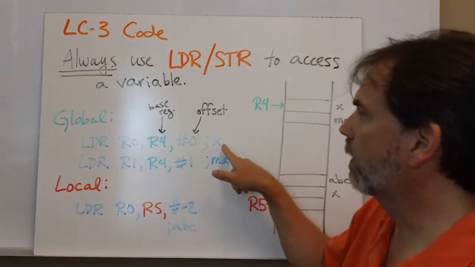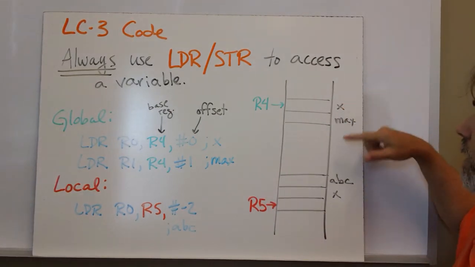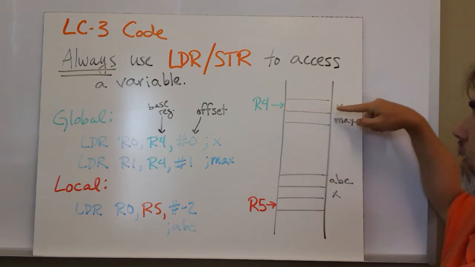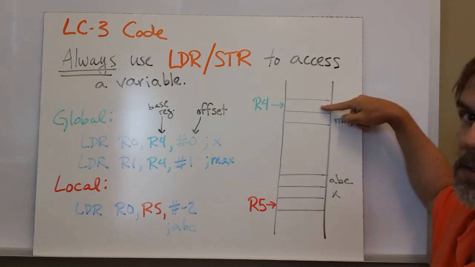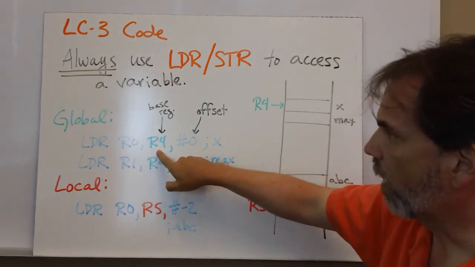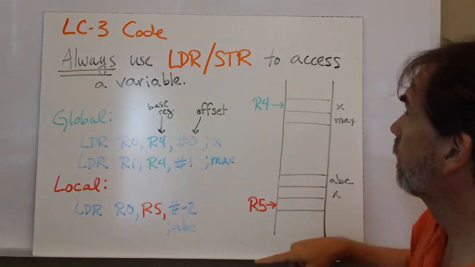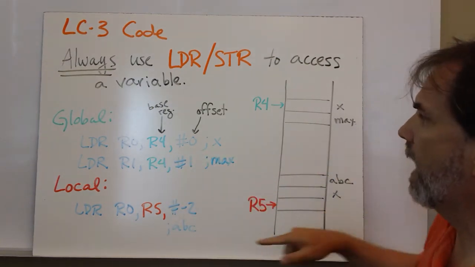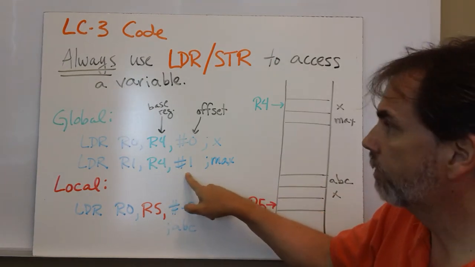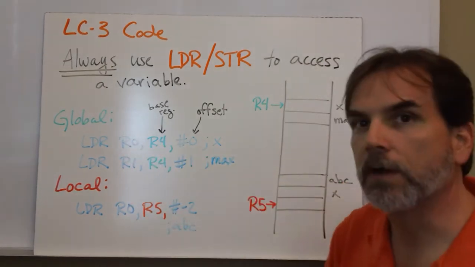So if we want to load the global variable X, remember here, this is what it looks like in memory, so X is here. The difference between R4 and the location of X is 0, it's the same thing. So we're going to load into some register using R4, because this is a global variable, with an offset 0. To get the global variable max, we still use R4, and we give it a different offset, 1. So this loads max into R1, this loads X into R0.